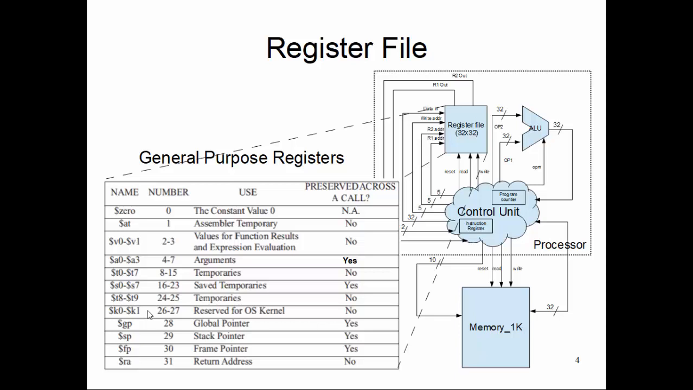Now GP, SP, FP and RA, these 4 registers, you can write and read them, but they are used for some very special purposes. We'll talk about these in the next 2 lectures: the global pointer, stack pointer, and frame pointer. Frame pointer will come with respect to the function implementation again, and return address is also related to function implementation. So these 4 registers I would suggest not to use in your program.